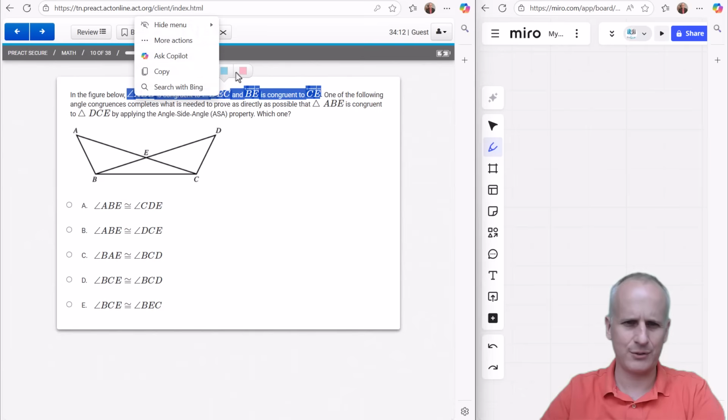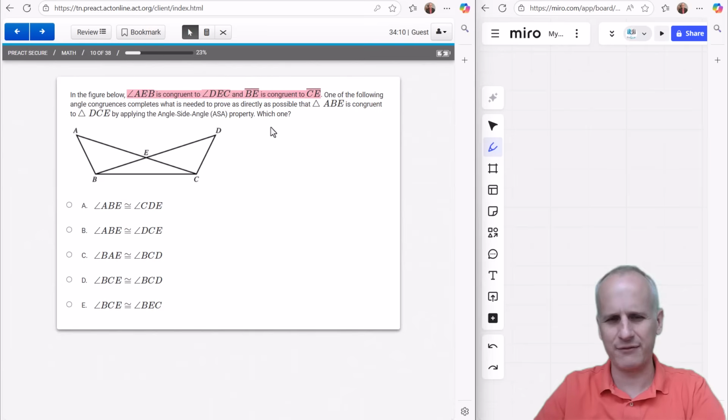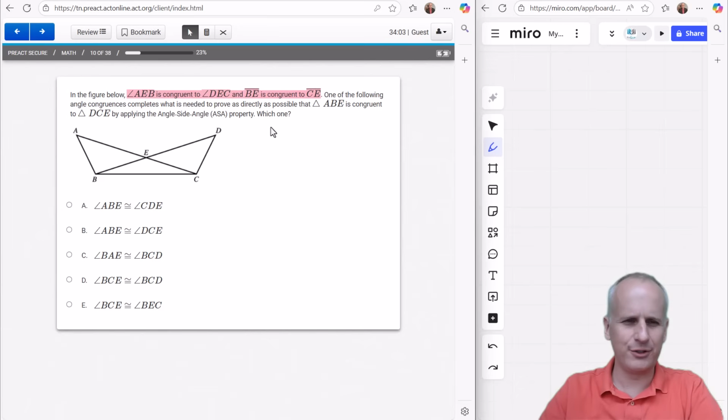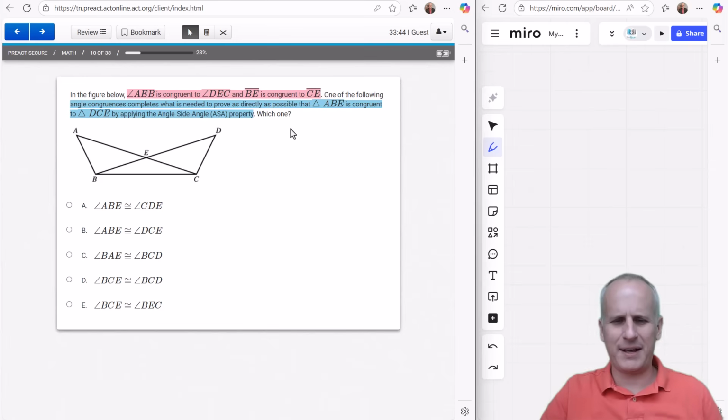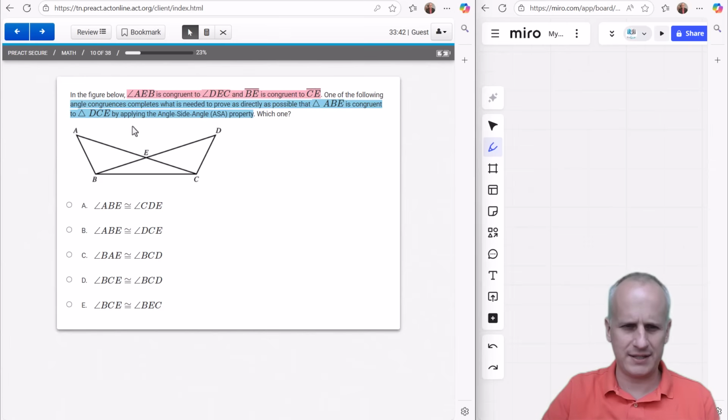So I'm going to just highlight those as facts, not as the thing I'm looking for, but just as important information I'll probably need to refer back to. One of the following angle congruences completes what is needed to prove as directly as possible that triangle ABE is congruent to DCE by applying the angle side angle property. So I'm going to just highlight this. Angle congruences completes what is needed to prove as directly as possible that ABE is congruent to DCE.